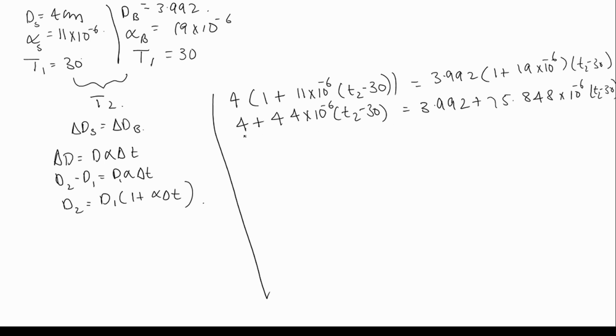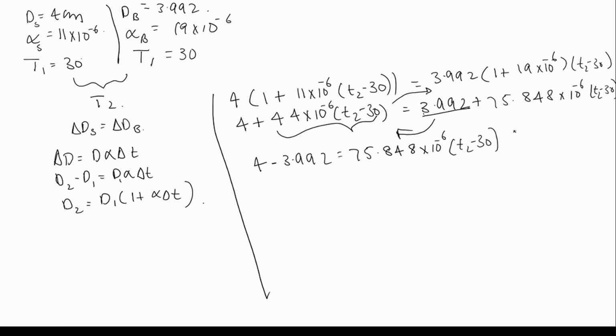So we'll send this whole term to this side, and we'll send 3.992 to this side. So 4 minus 3.992 is equal to 75.848 into 10 to the power of minus 6 into T2 minus 30, minus 44 into 10 to the power of minus 6 into T2 minus 30. This is 0.008. It is equal to, from this whole term we can take 10 to the power of minus 6 into T2 minus 30 common.